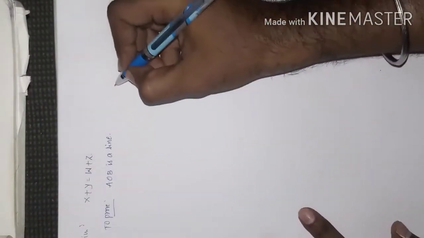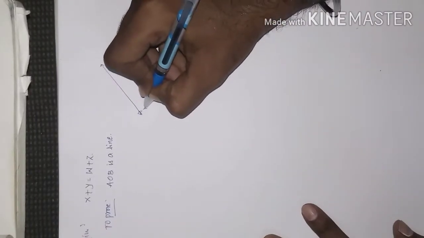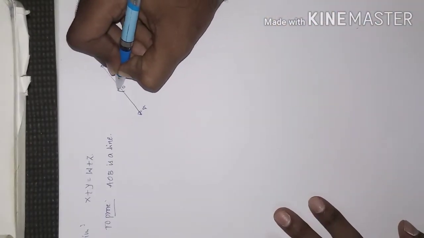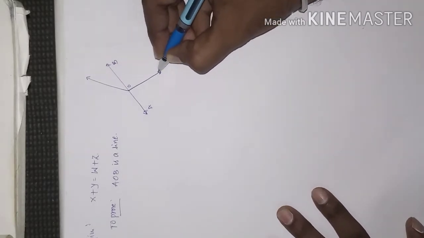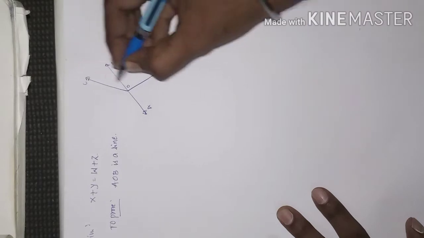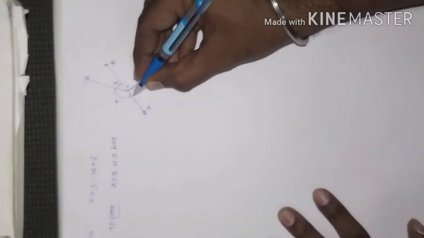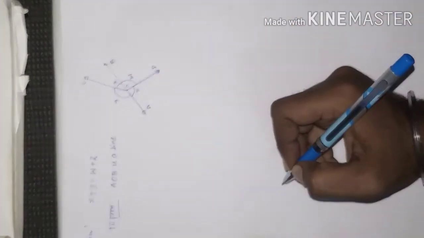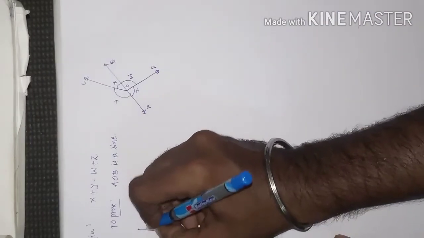We'll draw the diagram here. We have to prove that AOB is a line. They gave one ray over here and one more ray here, named D, and this is C, and the angles are x, y, z, and this is w. So this is the diagram. Let us see how we will prove it. We will go for the proof now.